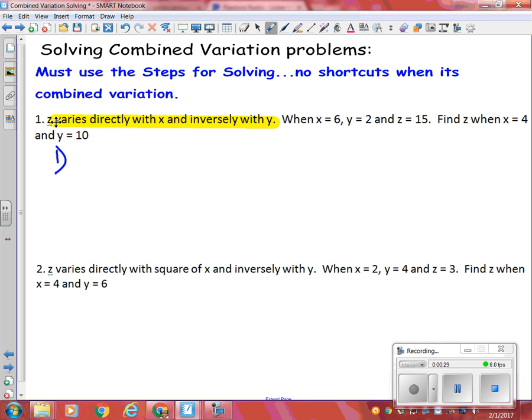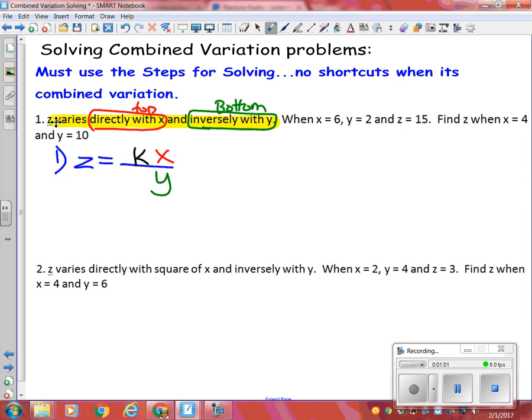So step one, z varies. Since z varies comes first, directly with x. When it says directly with x, that part goes on top. So I'm going to have a bar, and x is going to go on top. It also says inversely with y. So inversely with y, that part goes on the bottom. Anytime it says inversely, it goes on the bottom. And then what we're looking for is to solve for constant k.